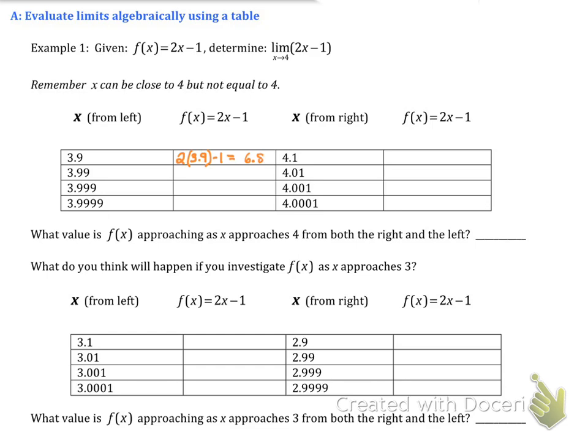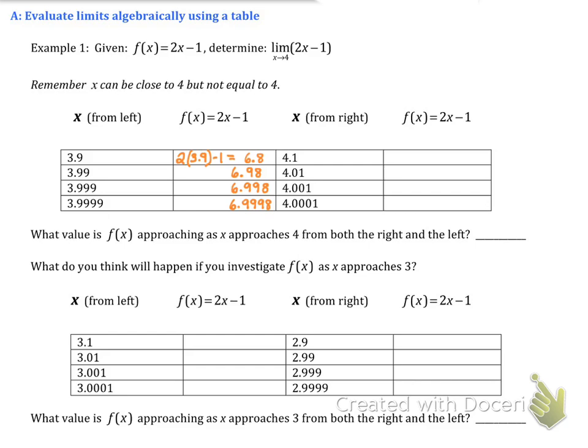So you're going to do that for every single value that's getting you closer and closer to 4 on the left side. And if I continue down my chart, I would get 6.98, 6.998, and then that last one is 6.9998. Okay, can you see what number it's approaching?